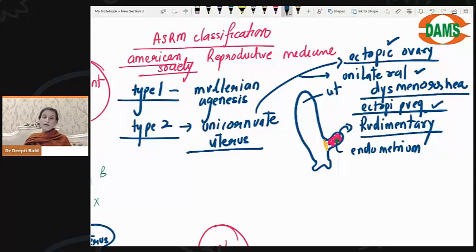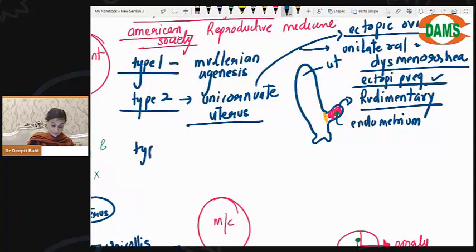Ectopic means at a different site. That is the meaning of ectopic: not at the normal site, but the ovary is present at a different site. Okay. Type 3 Mullerian anomaly is uterine didelphys.